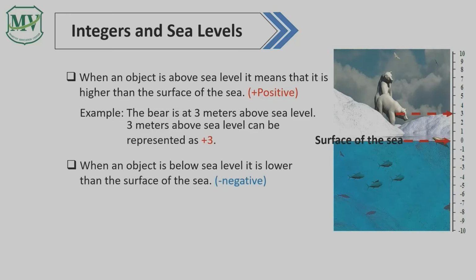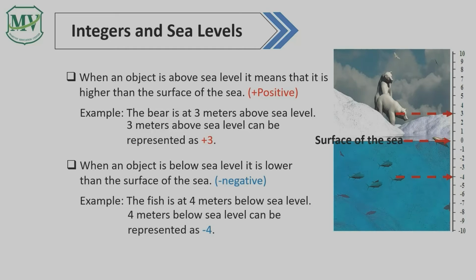When an object is below sea level, it means that it is lower than the surface of the sea, at which its level could be represented as a negative number. Example: the fish is at 4 meters below sea level. 4 meters below sea level can be represented as negative 4.